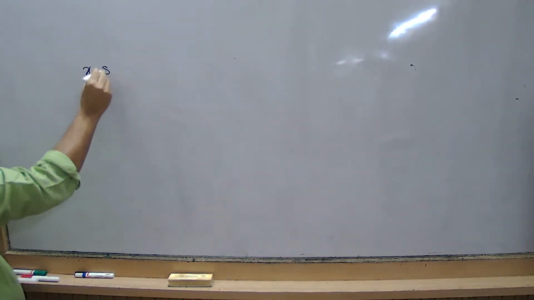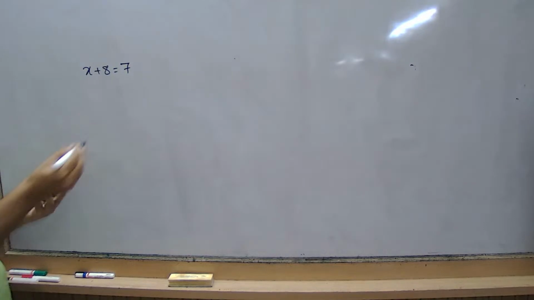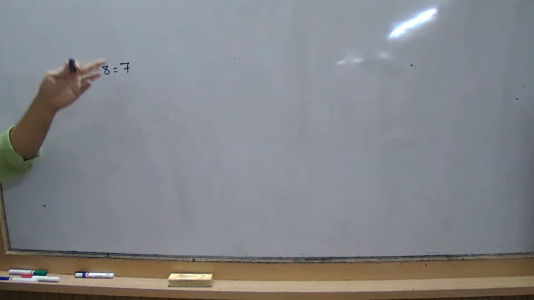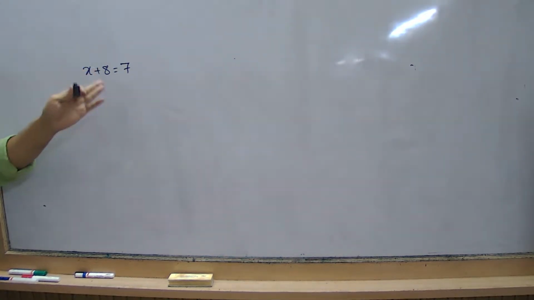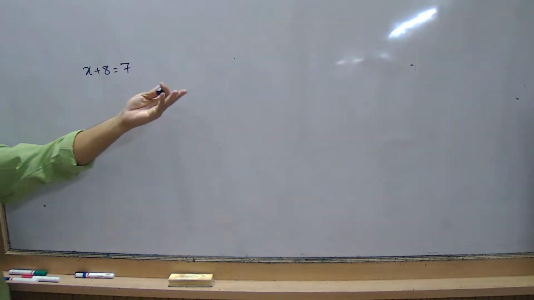x plus 8 is equal to 7. Anything? Okay, x plus 8 equal to 7. Ax plus b equal to 0. What is the solution? x equal to 7 minus 8, which is equal to minus 1.